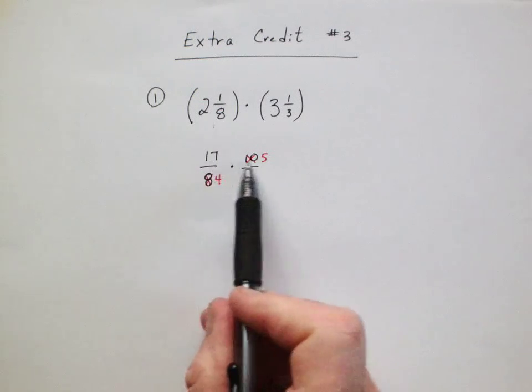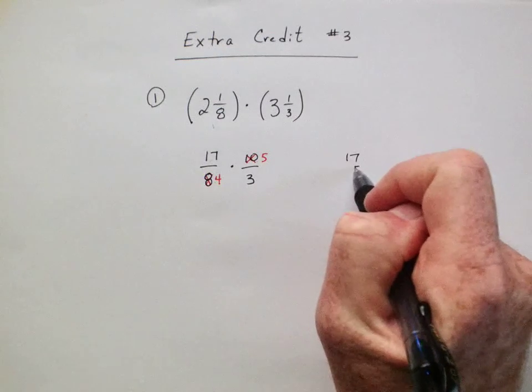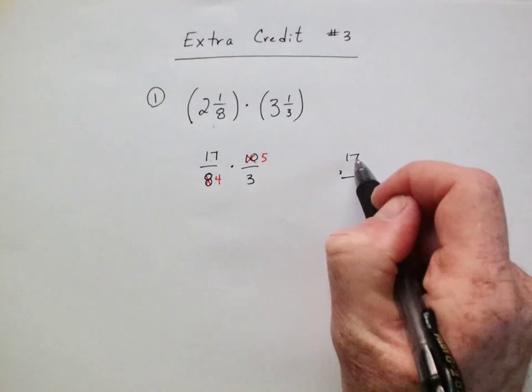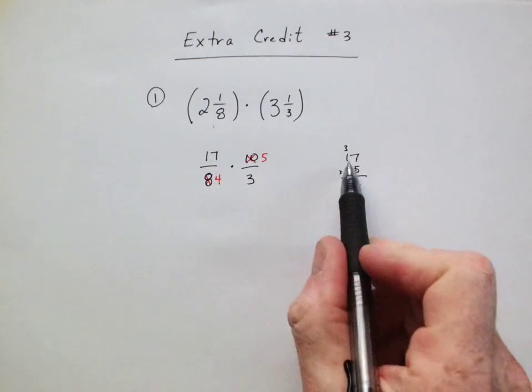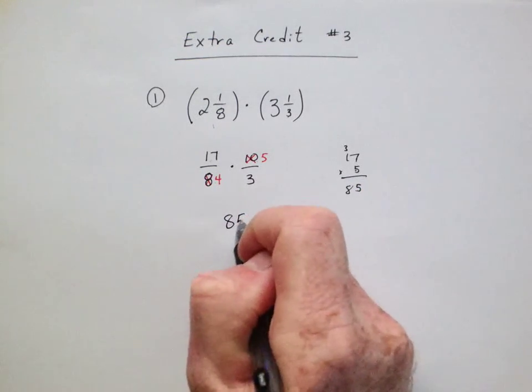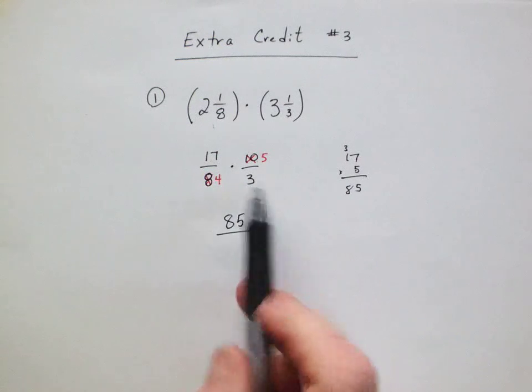Okay, then multiply across the top. So that's 17 times 5. So this would be 35. And then this would be 5 with 3 more is 8. So it's 85 for the numerator. And on the bottom, it's just the 4 times 3 is 12.